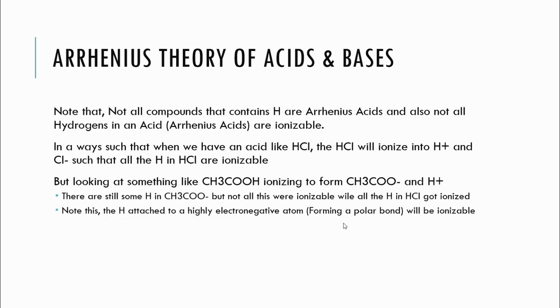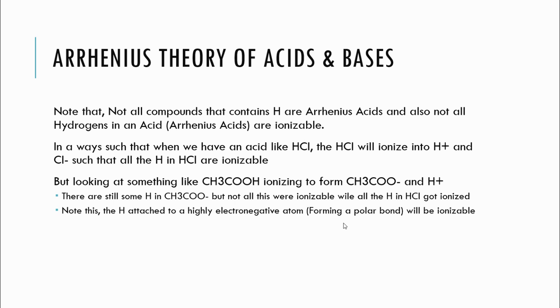So note that not all compounds that contain H are Arrhenius acids, and also not all hydrogens in an acid are ionizable. That's another point to note. When we have an acid like HCl, the HCl will ionize into H plus and Cl minus. That means HCl is ionizable. All the hydrogen left HCl. But when you look at CH3COOH, it will only ionize to form CH3COO minus and H plus. The H3 that you have in CH3COO minus is still there. Sure, you get my point.